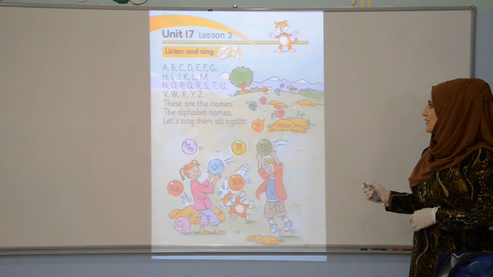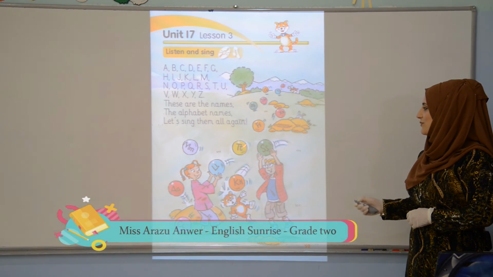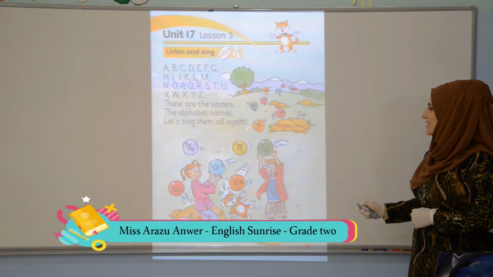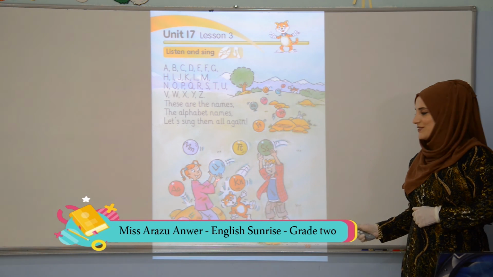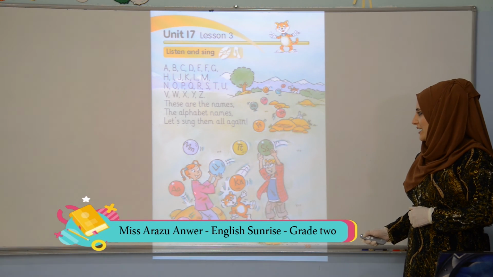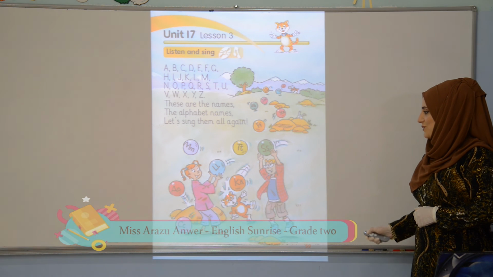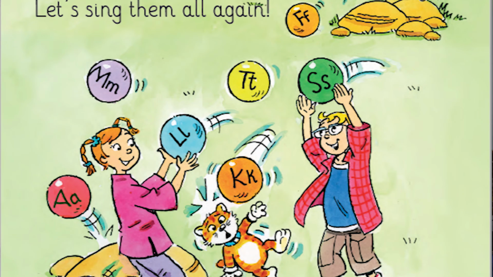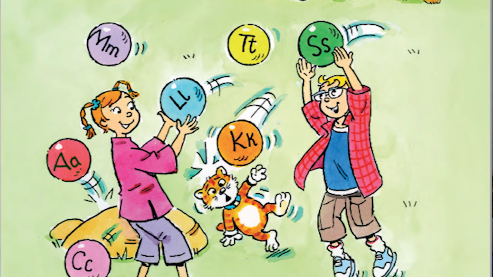Okay, students, look at Foxy. Foxy is throwing all of the balls and we have the letters on the balls. Students, look at Sam and Laura. They are catching the balls. And what happened to Kitty? Look at Kitty, again falling down.